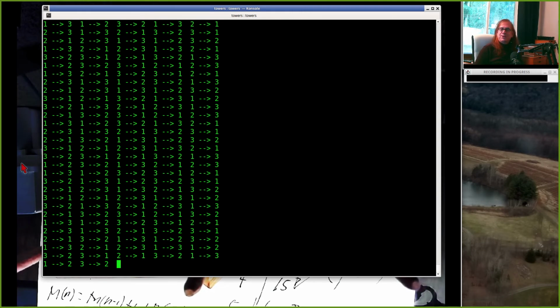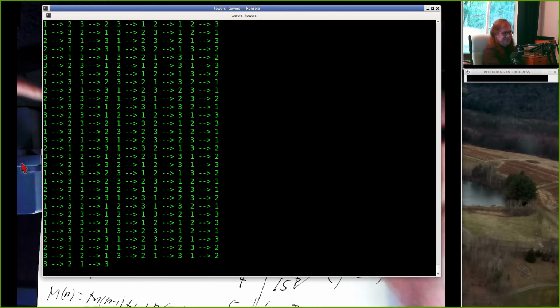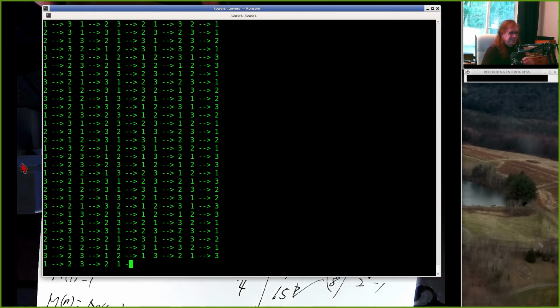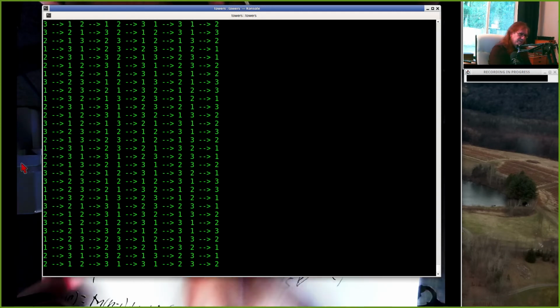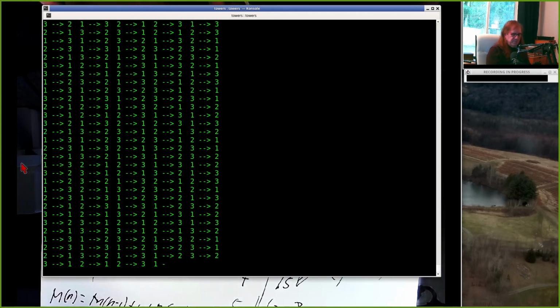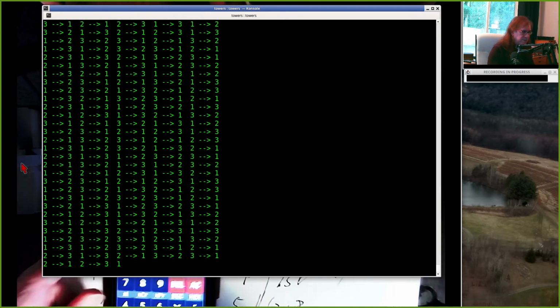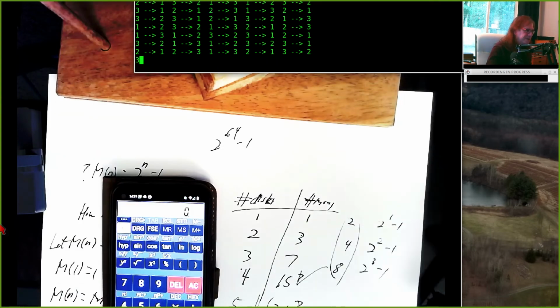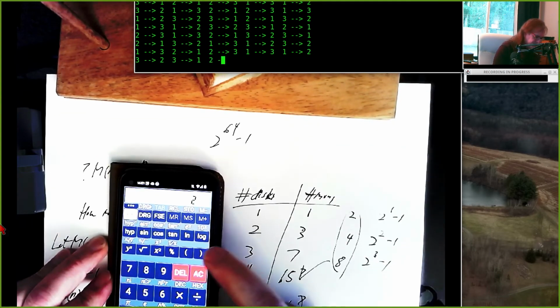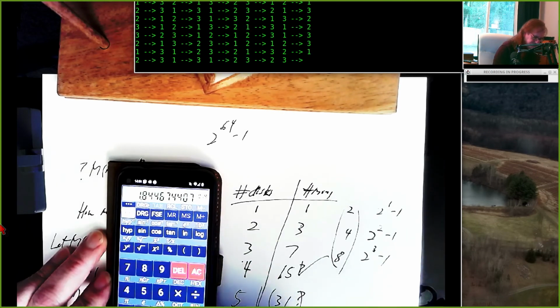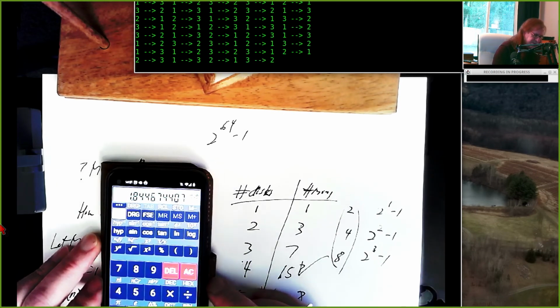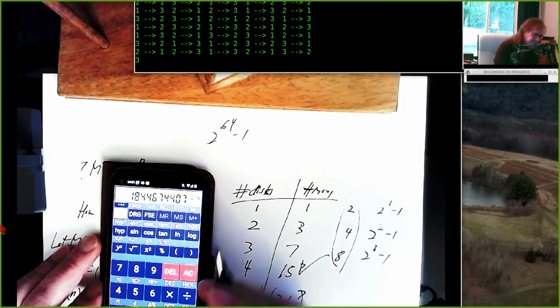But it's going to take a while. It's like 1 times 10 to the 18th or something. Yeah, so how big is this? 2 to the 64th minus 1. Well, it's a big number. 1.8 times 10 to the 19th. Right, so that's the number.